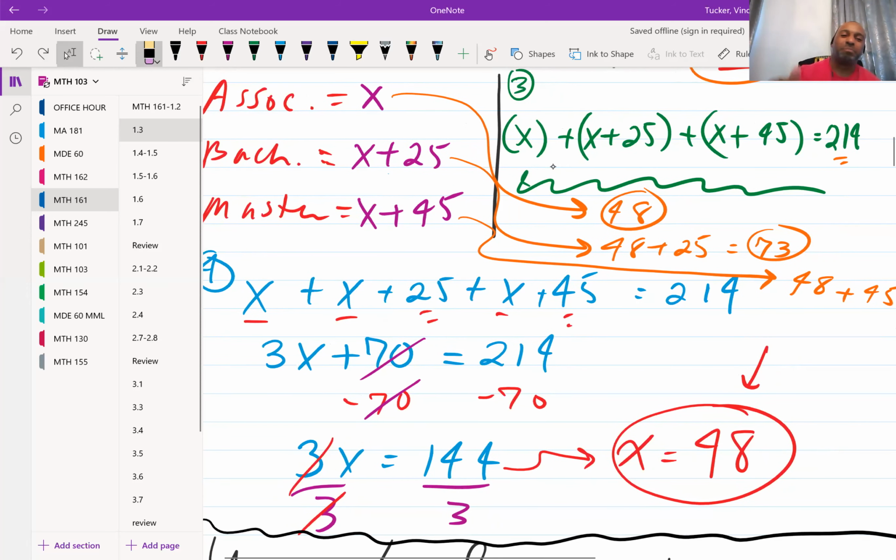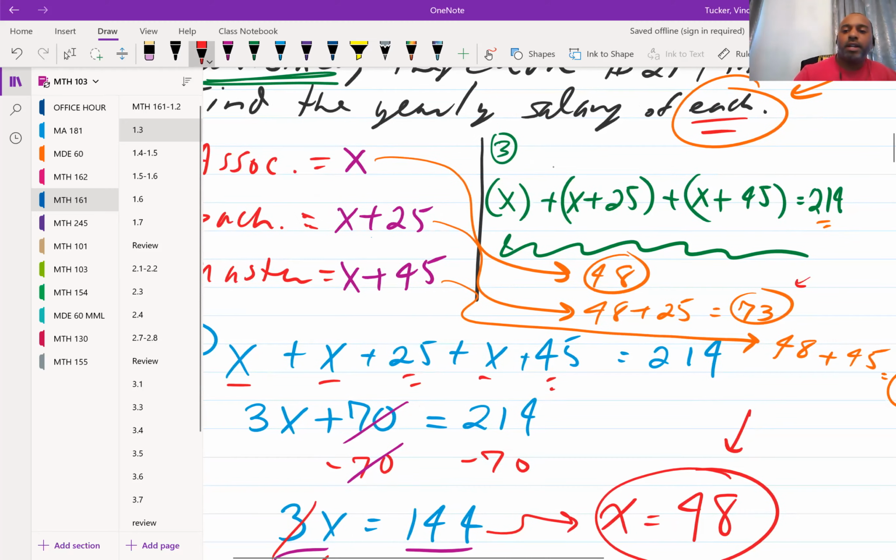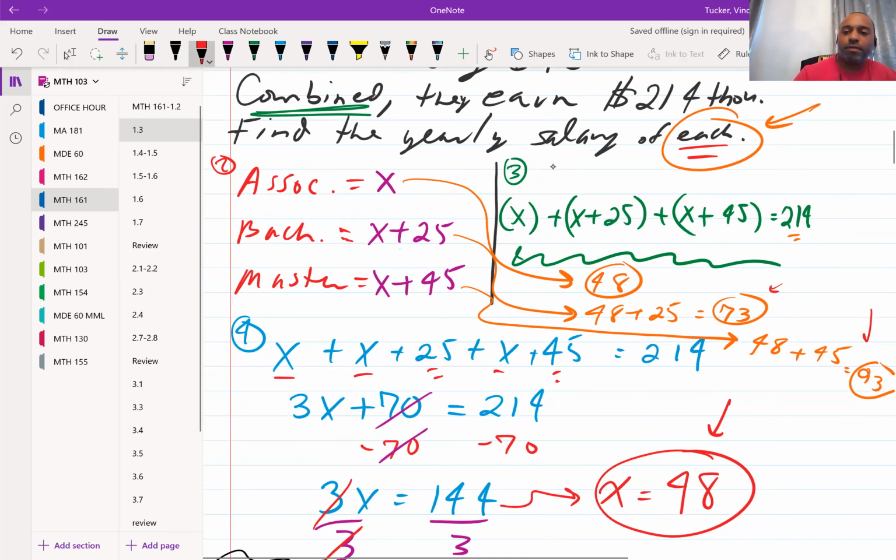So remember, they ask us now, you're supposed to check, and more, it goes more into just saying, okay, is this the right answer? Have I actually answered the question? So remember, it tells us to find the salary of each. All right. So x is 48, and then plug in 48 to the bachelor's. 48 plus 25 is 73, and then 48 plus 45 is 93. So those are your three values in orange: 48, 73, 93. And also, you can add those together to see if they give you 214. They should give you 214 as well.